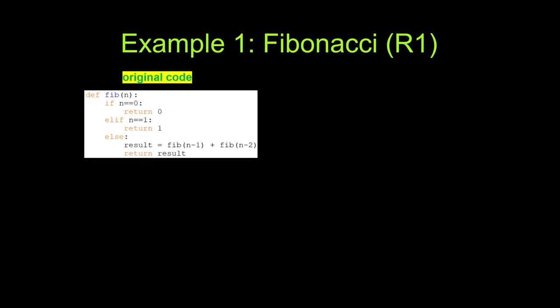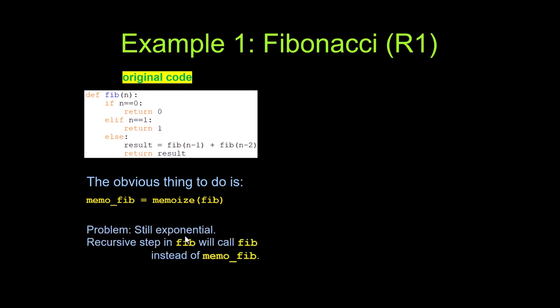Now we see how this is applied to our first example, Fibonacci. This is the original code. To use memoir, the obvious thing to do is to define memoir fib equal to calling that function and passing Fibonacci into memoir. Actually, this is wrong because the Fibonacci here will still call the Fibonacci instead of the memoir version of the Fibonacci.